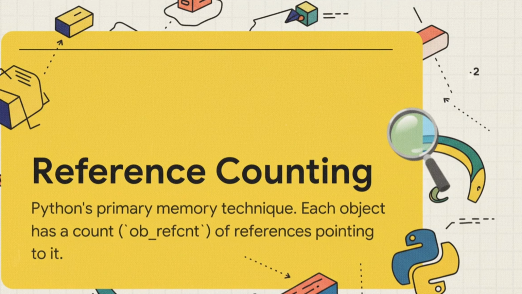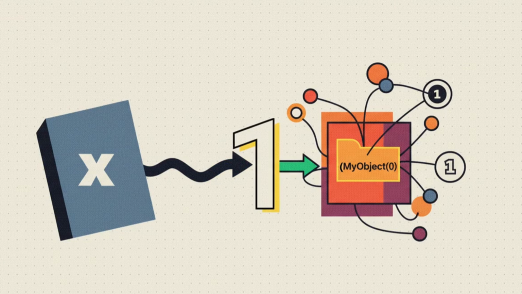All right, let's dig into that reference count we mentioned. This is Python's number one strategy for garbage collection. The idea is actually pretty simple, but it's incredibly powerful. Every single object keeps a running tally of how many different names or references are pointing at it. So when you create a new object, say x = MyObject(), Python carves out some memory for it and sets its reference count to 1. Easy enough, right? The variable x is the one and only thing pointing to it.